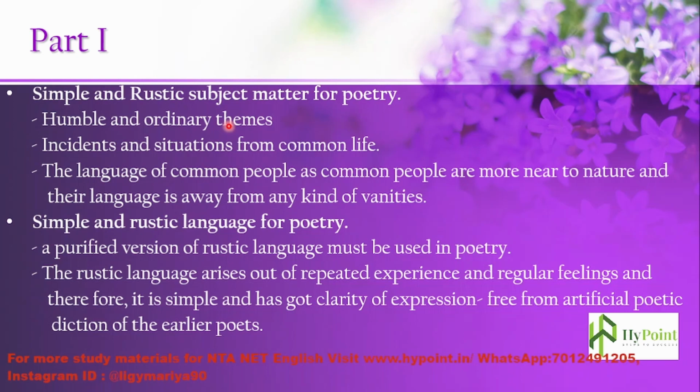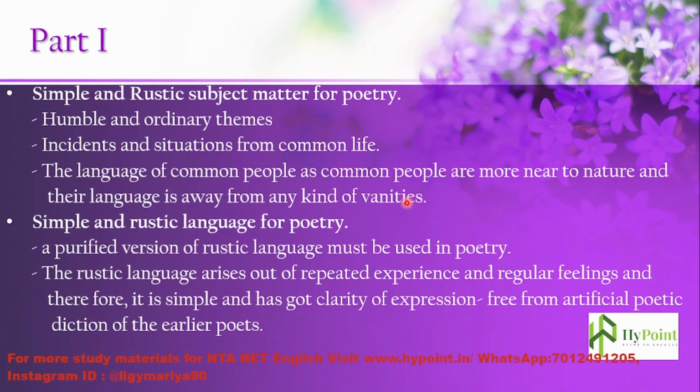So he talks about humble and ordinary themes, incidents and situations from common life, the language of common people, as common people are more near to nature and their language is away from any kind of vanities. So he mainly talks about what kind of subject matter we need to take for poetic composition. You need to take humble and ordinary themes, incidents and situations from common people's life. That means these common people are living in communion with nature. So the language that they are using is also more suitable, and they are away from any kind of artificiality or urbanized vanities. Their language contains a kind of purity, a kind of naturalness, in order to create a more spontaneous kind of poetry. So that is his major argument about the matter of poetry.